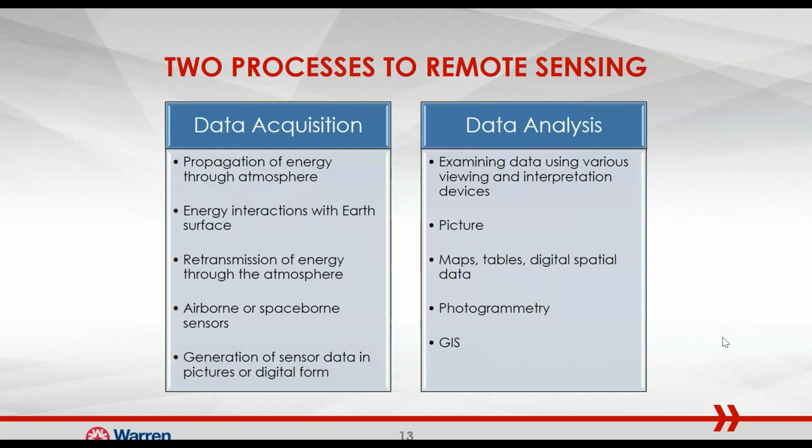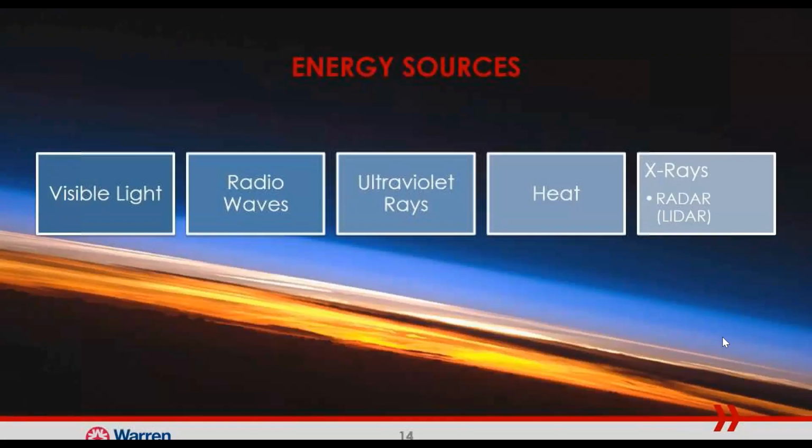From this, we can get maps, tables, and visual spatial data, photogrammetry, and geographic information systems. So there's a lot of analysis, and I haven't even touched on it all at this point, but this gives you a good sense of acquisition and analysis and how they're two different things.